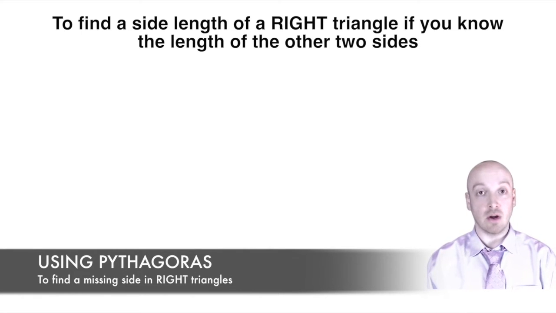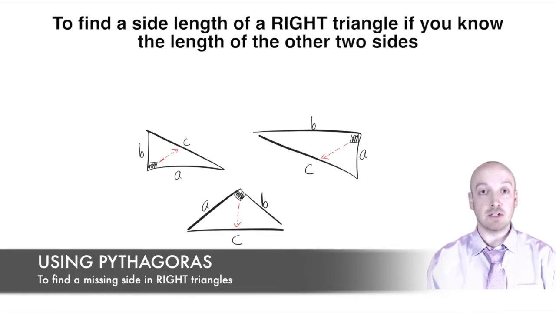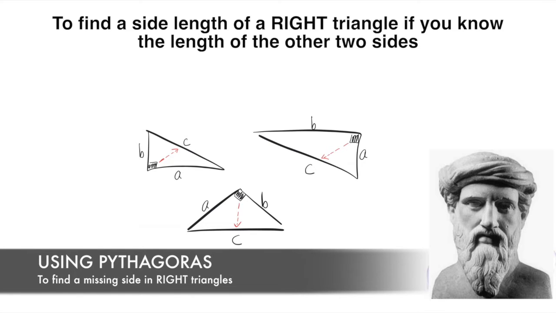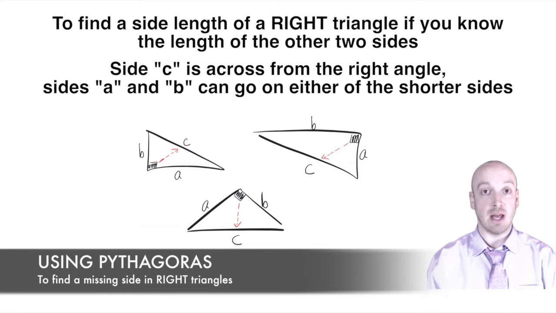C is always the longest side, also called the hypotenuse in a right triangle. So C would go across from that 90-degree angle every time. Every time. It's the longest side. The other two sides we just call A and B in any order. Doesn't matter which one goes where, as long as C is in the right place.